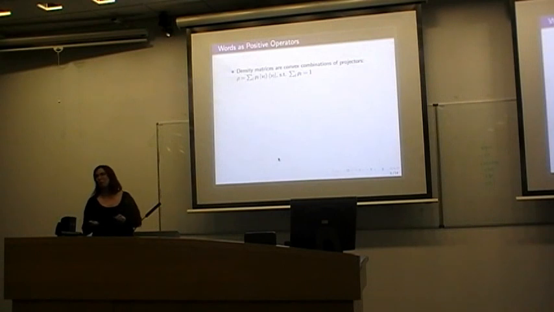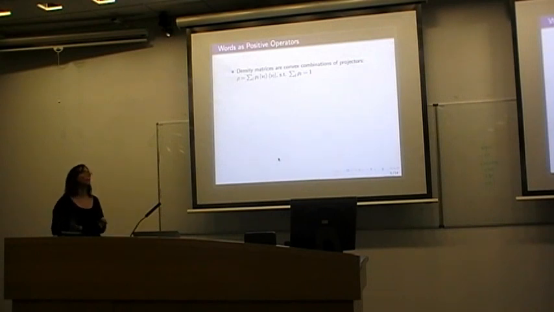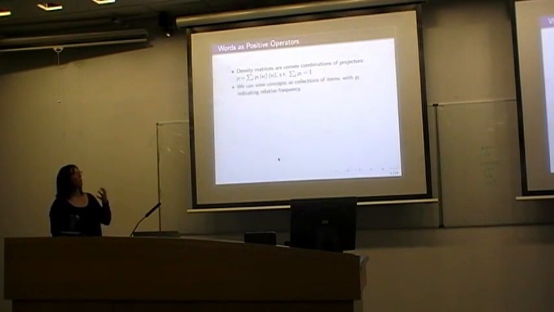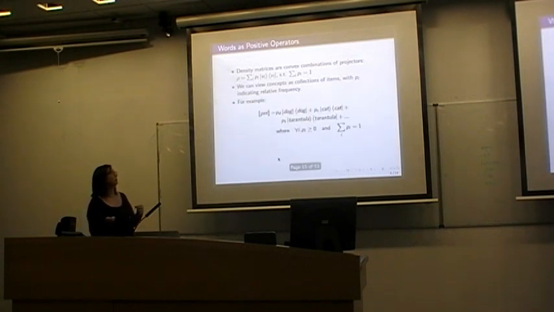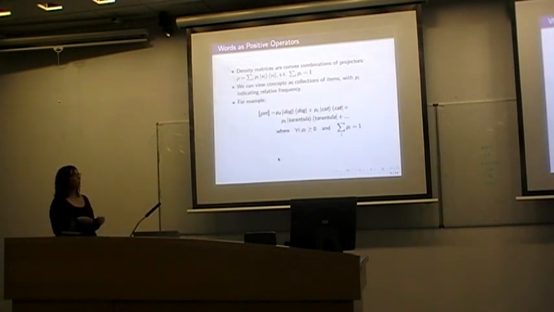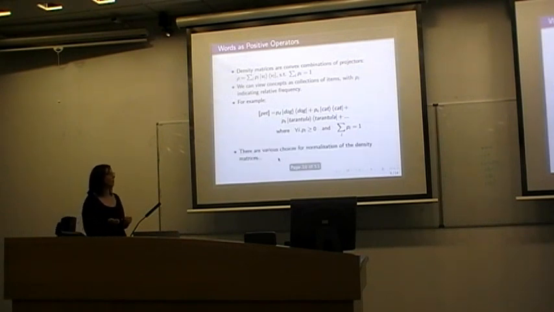So how can we represent words as positive operators? Well, we've got density matrices as convex combinations of projectors. And then we can think about words or concepts in general as being collections of items. So for example, pet will have dog, cat, tarantula, and then these probabilities here are going to be higher for dog and cat than they are for tarantula.